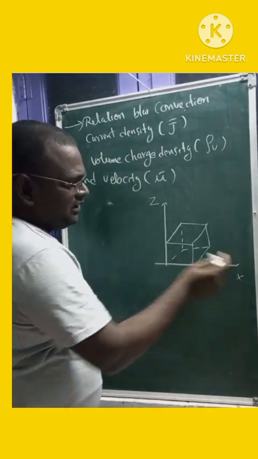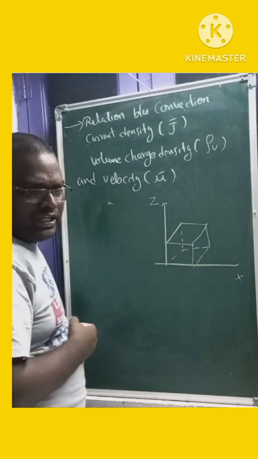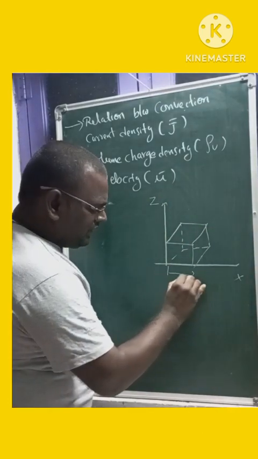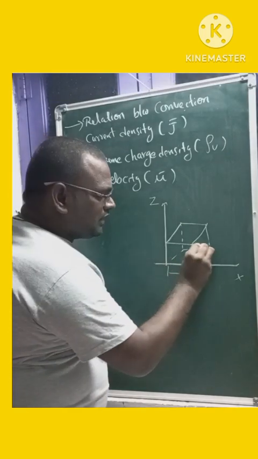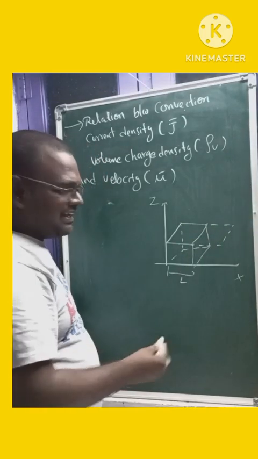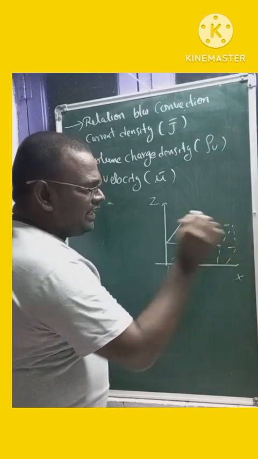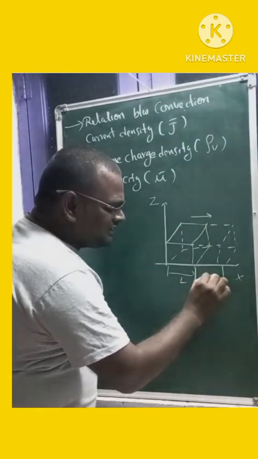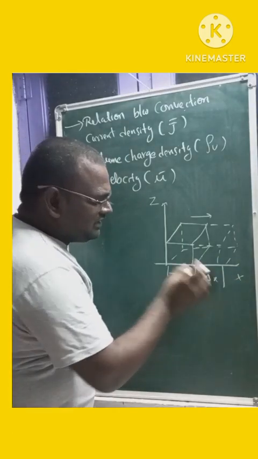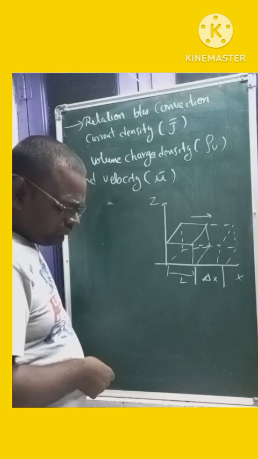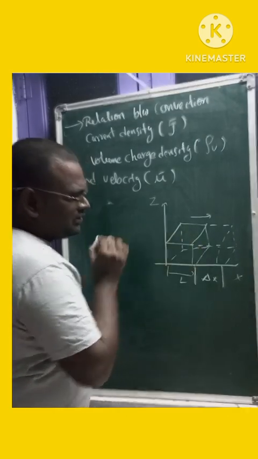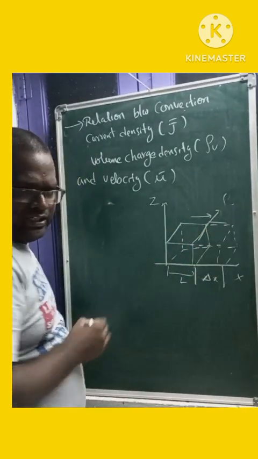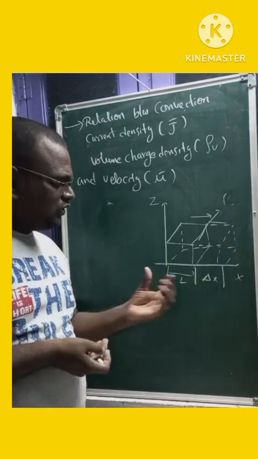Here we consider two axes and one volume, with length L. Suppose the volume moves a certain distance in the x-axis direction, that is, it moves a distance del x. The surface of this volume is moved through the distance x.